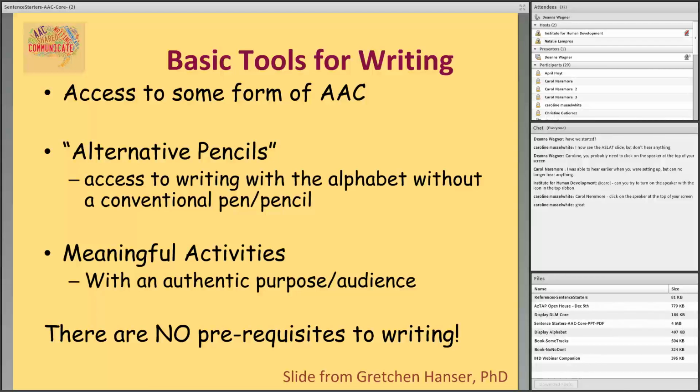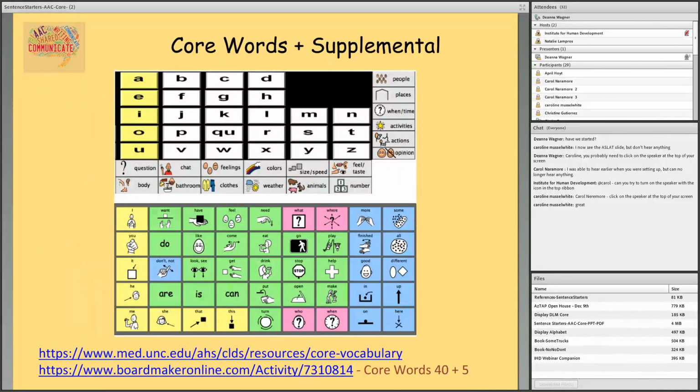So let's take a look at some ways that we can provide all of this vocabulary. I put it together on a resource for you in your handout that's called, let me just see what I called it.